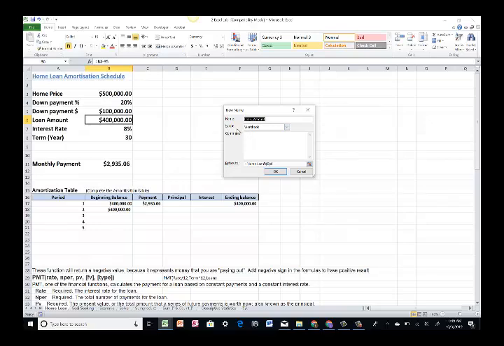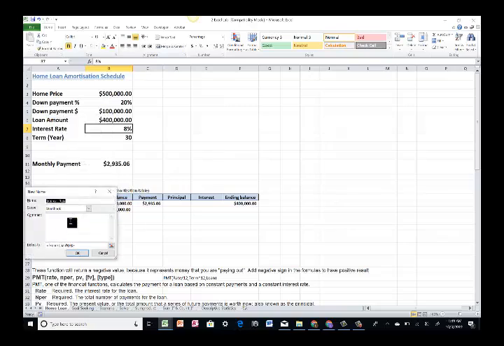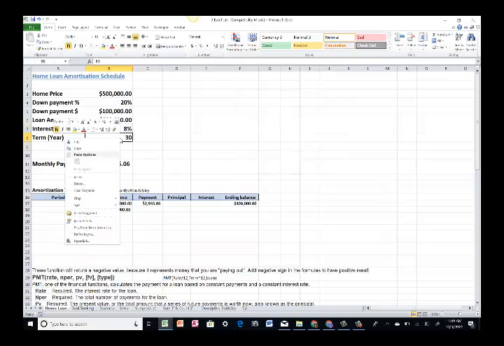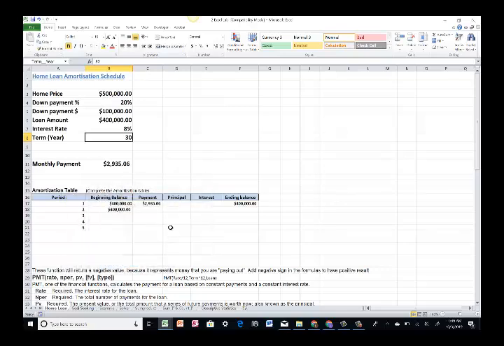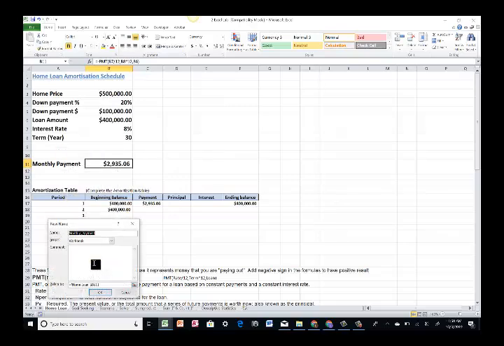And Excel will give you some name suggestions. If this is something that you can use, you can accept it, and it's going to be my name for the loan amount. And for interest rate, I'm going to also define the name, and it's going to be interest rate, which works for me. I'm accepting this name. And for term, I'm also going to be naming this cell, and it's going to be term year, which is fine. And the monthly payment is also going to be named monthly payment.